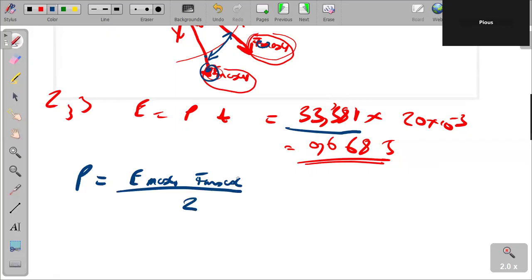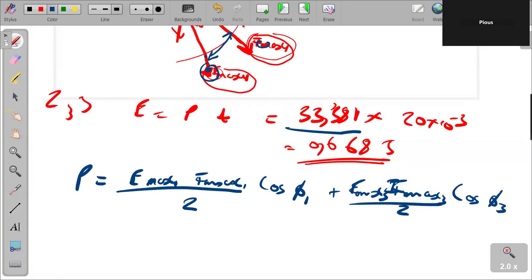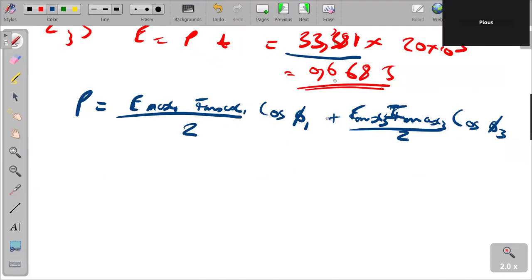So you say Mx1 times Imx1 divided by 2 multiplied by cos phi 1, plus, in our case, Mx3 times Imx3 divided by 2 times cos phi 3. That's how we calculate that power. That was going to be our formula to calculate the power had the power not been given.